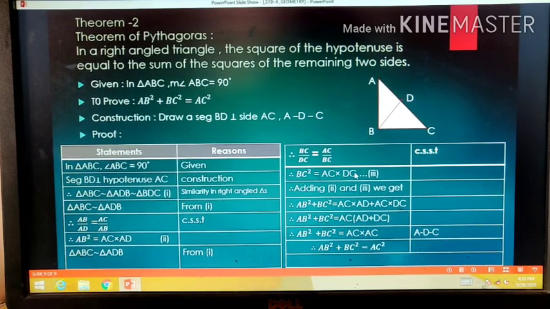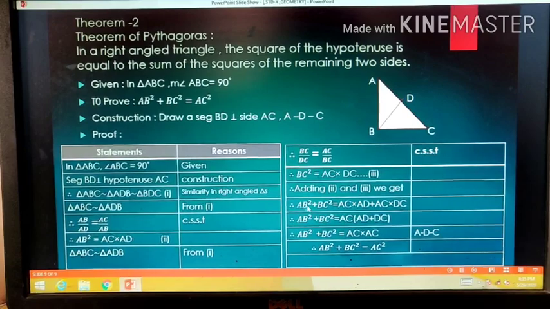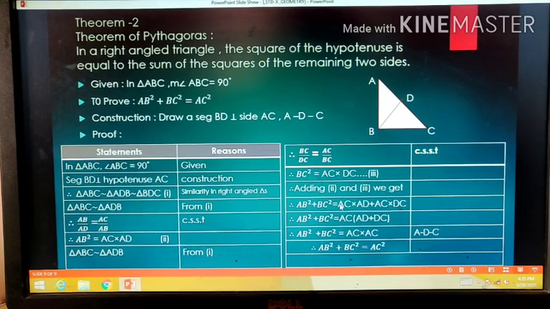After adding 2 and 3, we get AB square plus BC square is equal to AC into AD plus AC into DC. Now from here we can take AC common. AB square plus BC square is equal to AC times the bracket AD plus DC. Therefore, AB square plus BC square is equal to AC into AC. Therefore, AB square plus BC square is equal to AC square. Hence, we proved the Pythagoras theorem.